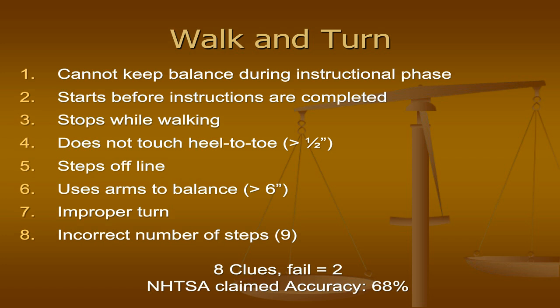In order to do the walk and turn properly, the officer has to give 9 instructions. If I gave you 9 instructions and I asked you to repeat them in 2 minutes, how many do you think you could repeat? This is an unrealistic test. Officers never tell individuals what they're not supposed to do. And in many cases, they're misleading. For example, and I'll get into it, the one-leg stand.